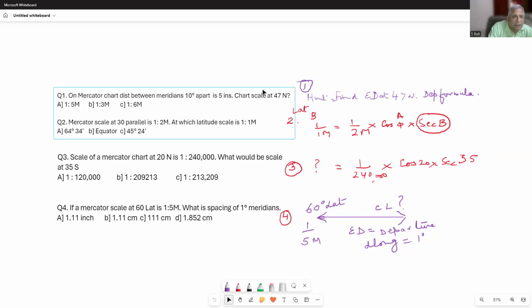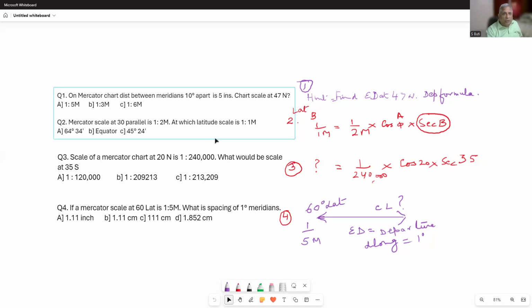I have given you a few hints for question number 1. He says, what will be the chart scale at 47 degrees north? Remember chart length by Earth distance, and he's not given you the Earth distance directly. So first find out, at 47 degrees north, using the departure formula, if this is my DLong, then what will be the Earth distance? Chart length by Earth distance will give you the scale at 47 north.